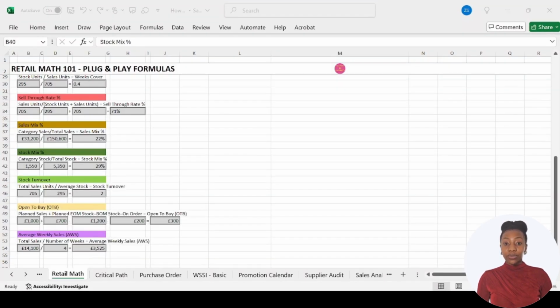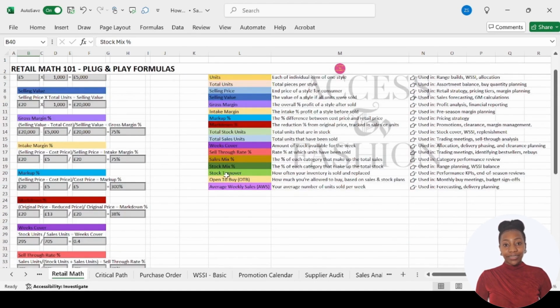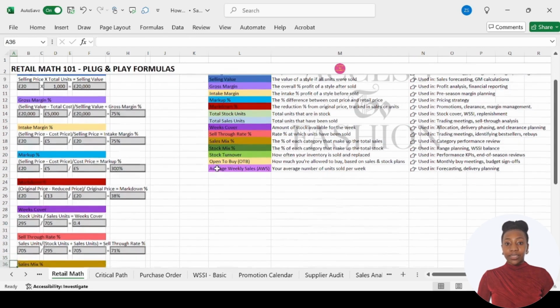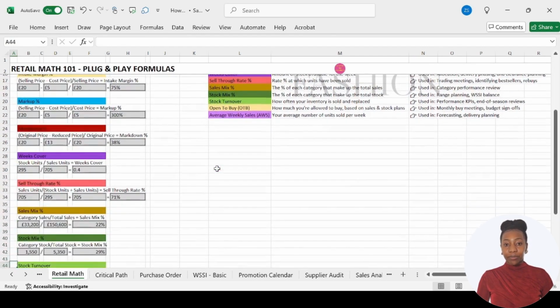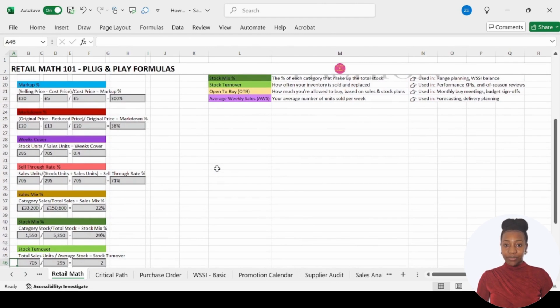And so now for your stock mix percentage, we have your stock mix as the percentage of each category that make up the total stock. And that's used again, of course, in your range planning, and it's also used in Wizzy Balance. So we use this to identify how much stock is sitting behind a total category. For example, our tops taking up so much of our stock mix, like they're not moving.